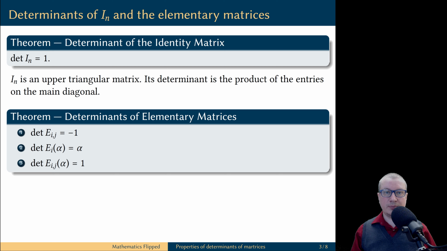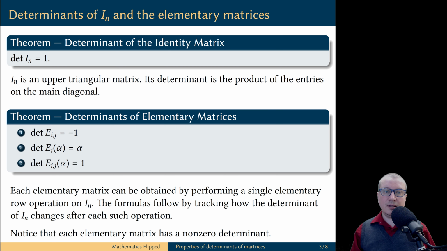If an elementary matrix was obtained by swapping two rows of the identity matrix, its determinant is -1. If an elementary matrix was obtained by multiplying one row of the identity matrix by scalar alpha, then its determinant is equal to alpha. And if an elementary matrix was obtained by multiplying one row of the identity matrix by scalar alpha and adding the result to another row, then the determinant of this matrix is equal to 1. This result is a trivial consequence of our earlier observations on how performing elementary row operations affects the determinant.